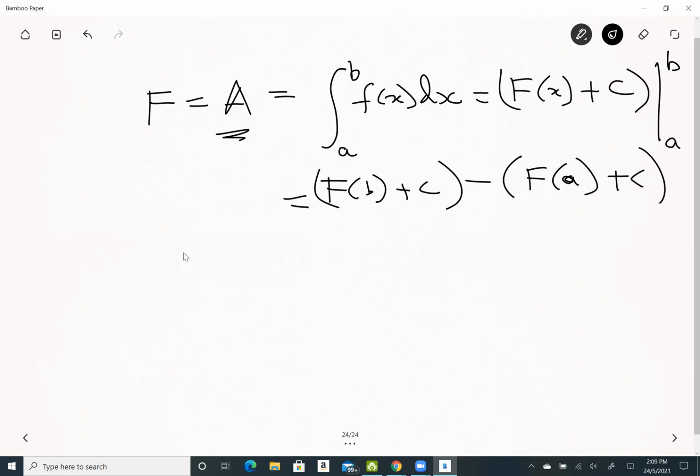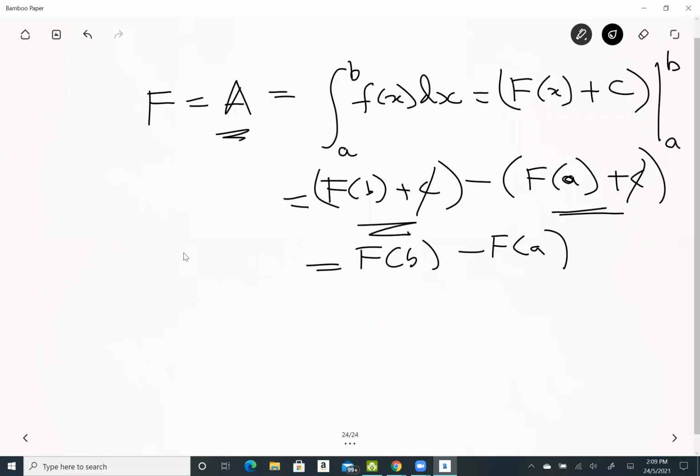Okay, so how do you do the integration? We evaluate the value of the integral at b, and then you evaluate the integral at a, and take the difference. As you can see here, the c and c cancel out. So what you would have is F of b minus F of a.